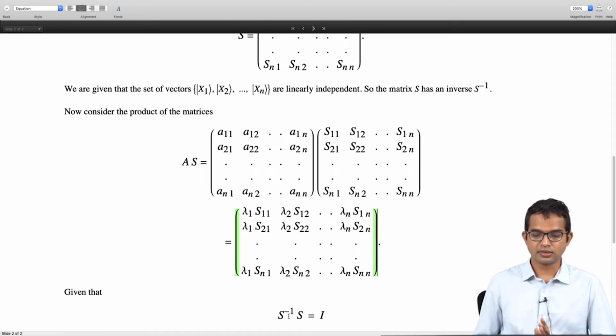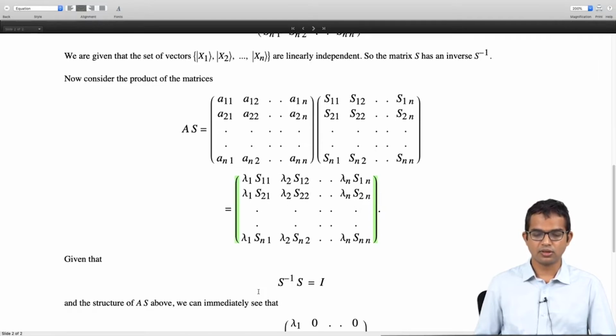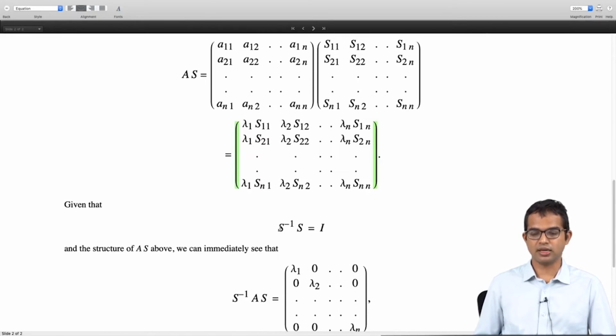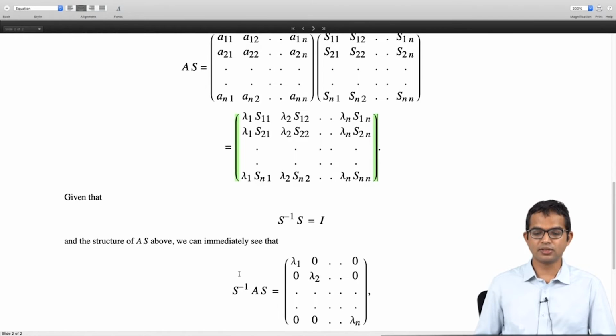So let us sandwich A between S inverse and S. So let's work out S inverse AS. S inverse S is equal to I. So we see that when we do AS, you basically get S, but every column has an extra lambda 1 there, right?